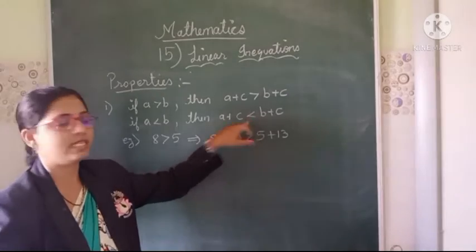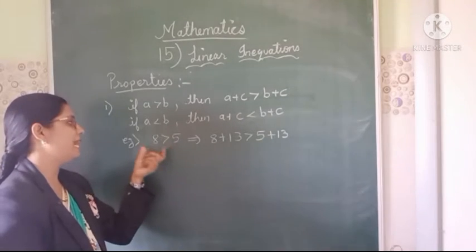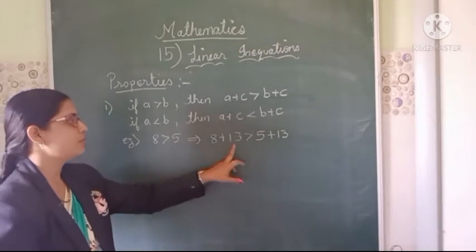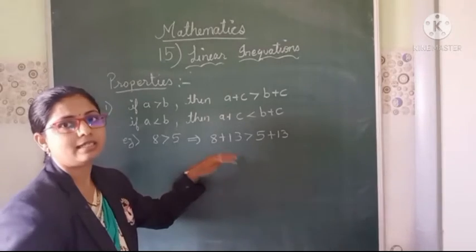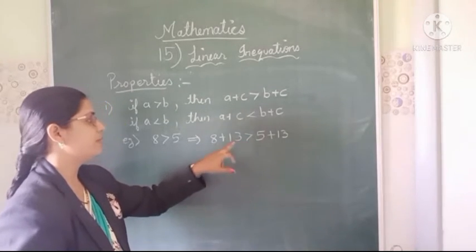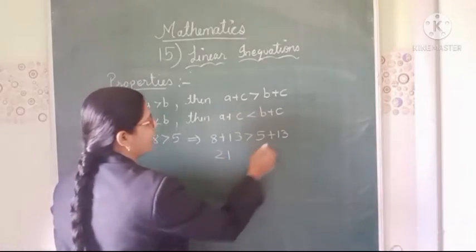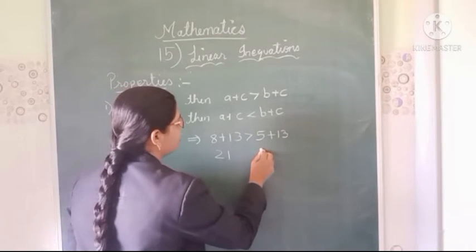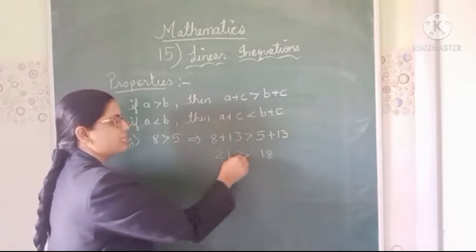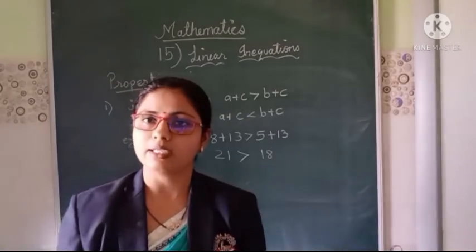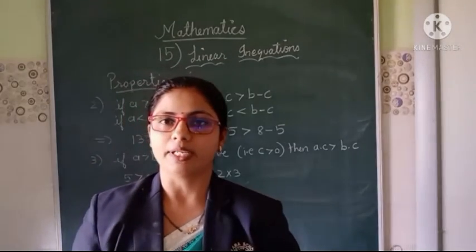To prove that, we will see one example. 8 is greater than 5. If we add something to 8 and 5, suppose I am adding 13 to both sides, after adding we will still get the same sign, right? If we add 13 plus 8, what is the answer? It is 21. And here 5 plus 13 will be 18. Which is the greater number? This one. Still, the sign is the same. So in this way, whichever number you add to both sides, the result is always the same.